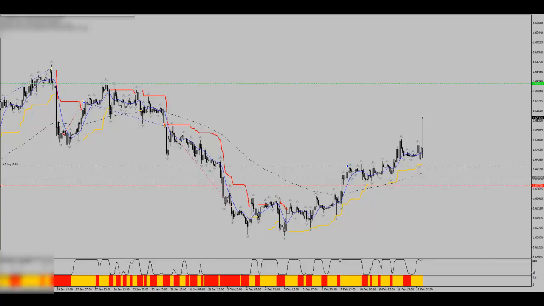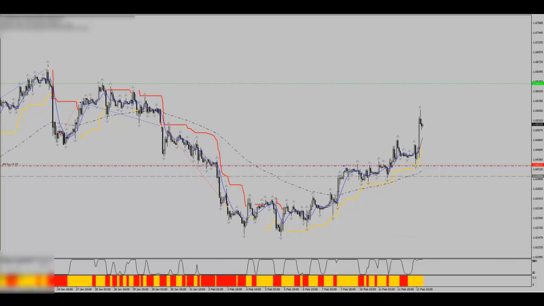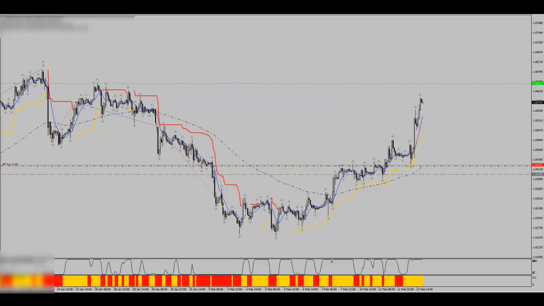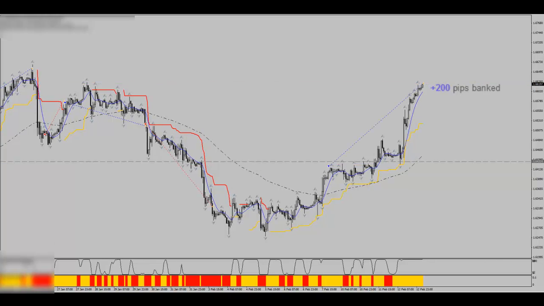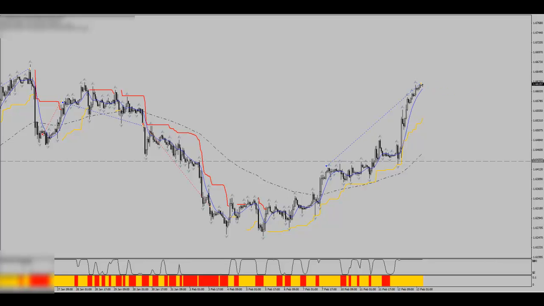Again, same rule applies. We have a close above a previous structure high, now making a new higher high. So we can now move our stop loss to just above break even. And there we go. The system has banked another 200 pips.